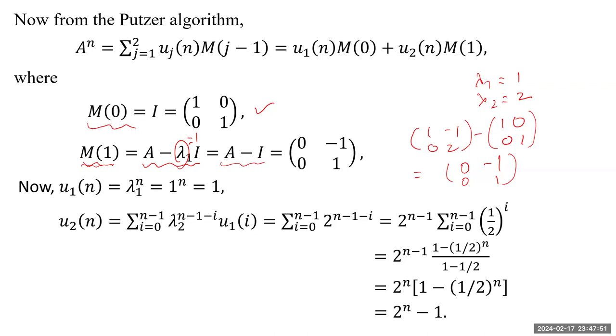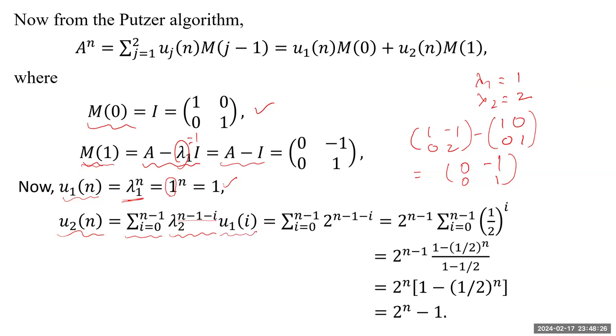So in our algorithm, they mention that u1 of n is lambda 1 to the power of n. Our lambda 1 is 1, so 1 to the power of n is equal to 1. So what is u2 of n? It is the summation j equals 0 to n minus 1 of lambda 2 to the power of n minus 1 minus I, times u1 of I.